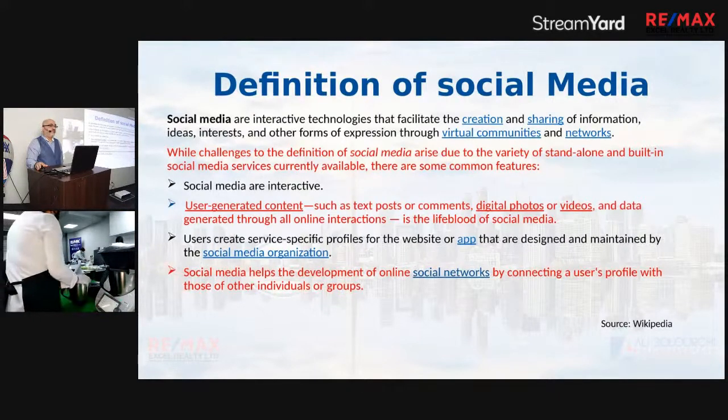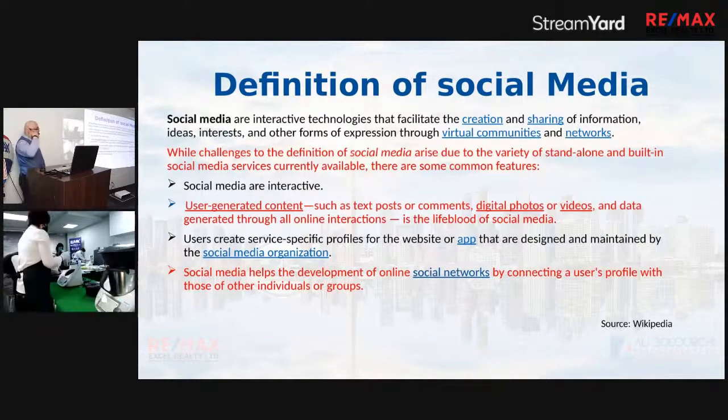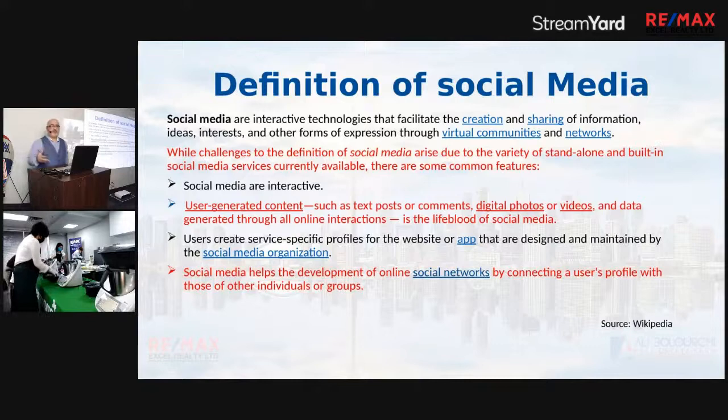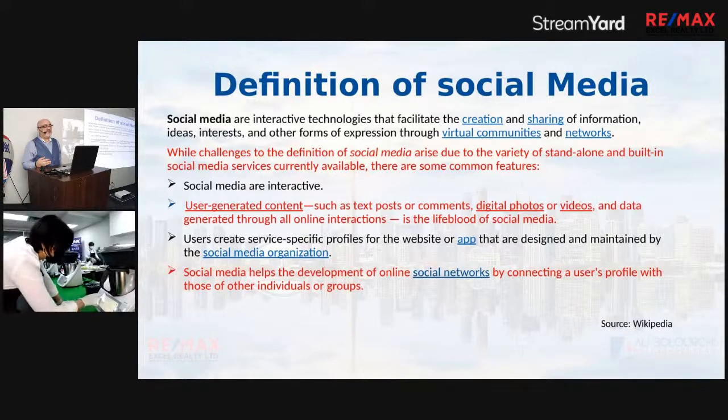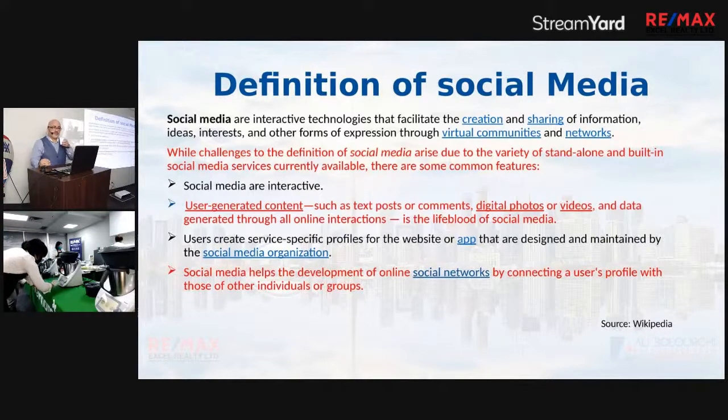Then, what do we mean by social media? The topic of today's event is social media. In Wikipedia, if you search for social media, they are interactive technologies that facilitate the creation and sharing of information, ideas, interests, and other forms of expression through virtual communities and networks.